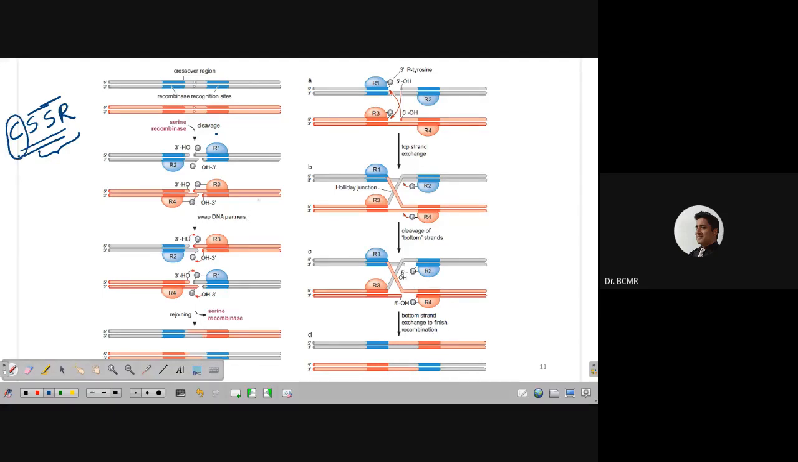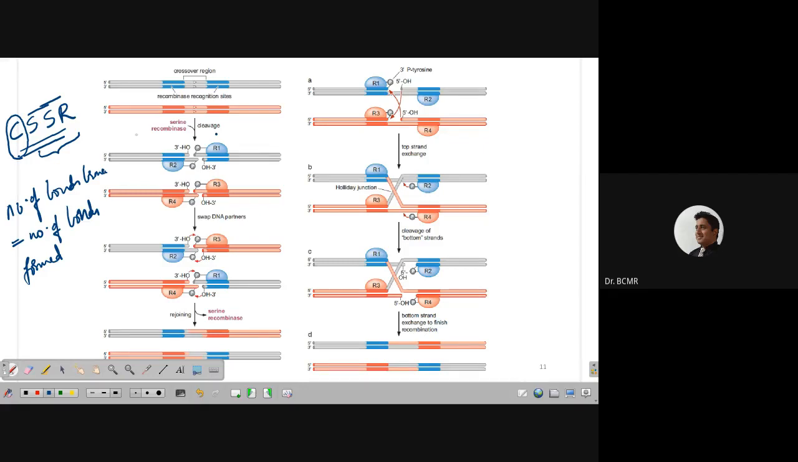It is conservative because we should count the number of bonds broken. The number of bonds broken is equal to the number of bonds formed. And when we are talking about bonds here, we are talking about phosphate bonds, right?